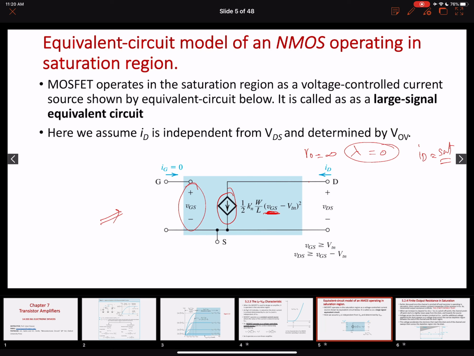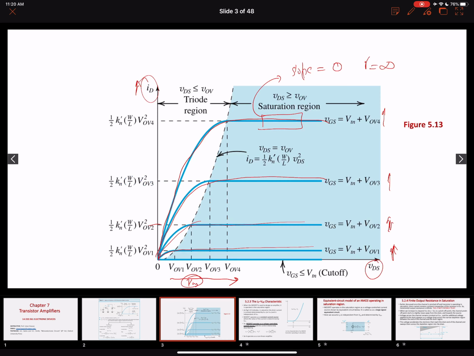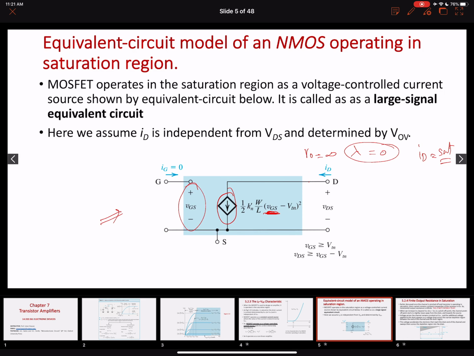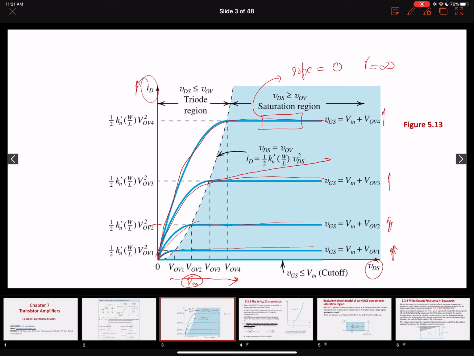However, then we saw that this is not entirely true, and beyond pinch off, as our VDS increases greater than the overdrive voltage over here, the pinch off point will start to move from here towards the source region, and our length of the channel will reduce. As our length of the channel reduces, our current will increase, and going back over here, we saw that our characteristics will be slightly increasing rather than constant, and now this indicates a positive slope.